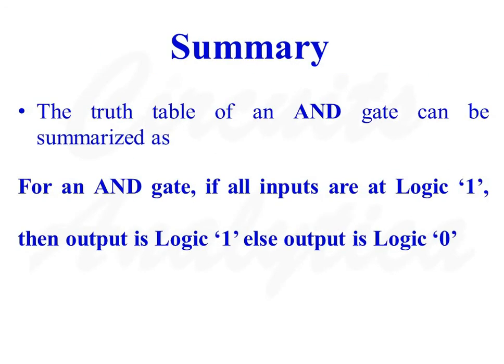The truth table of an AND gate can be summarized as, for an AND gate with n inputs, if all the n inputs are at logic 1, then output will be at logic 1, and if any one of the n inputs is existing at logic 0, then output is also equal to logic 0.